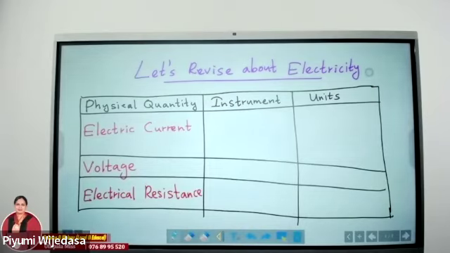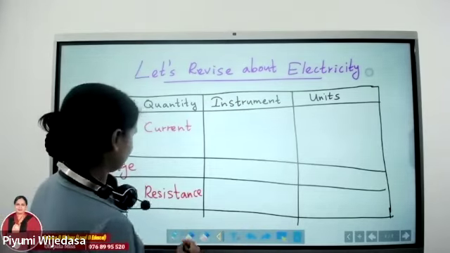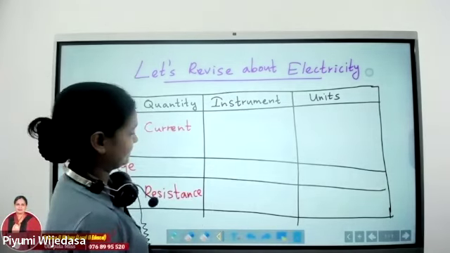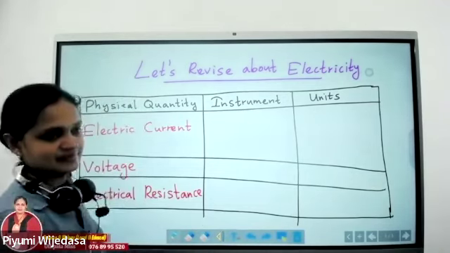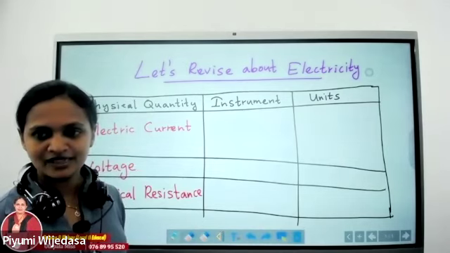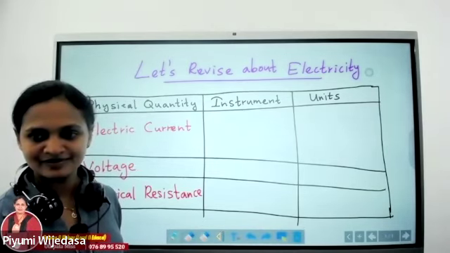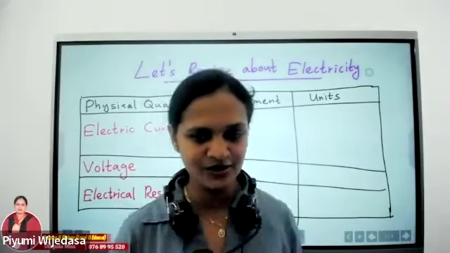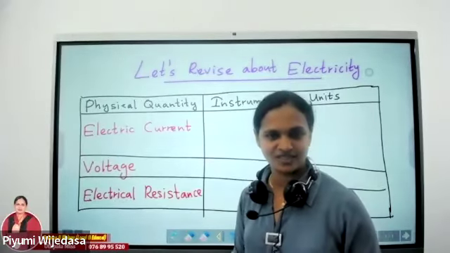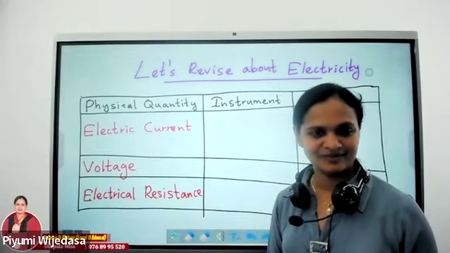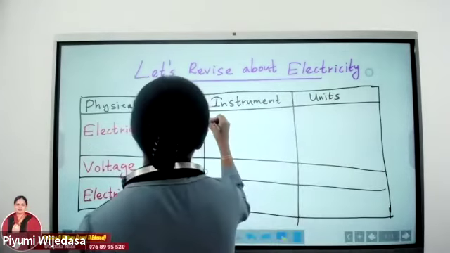Then the attribute, electric current. What is the instrument used to measure it? What is the instrument? What's the instrument used to measure the electric current? You have learned. Ammeter. Ammeter. Galvanometer.